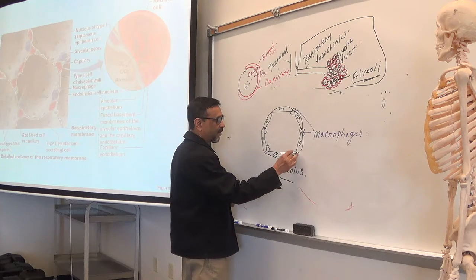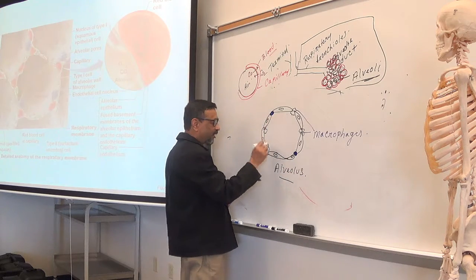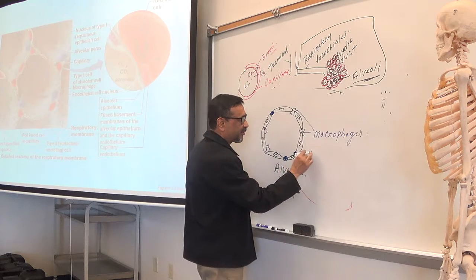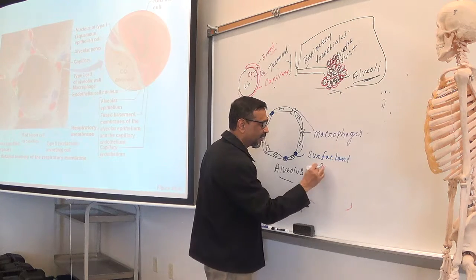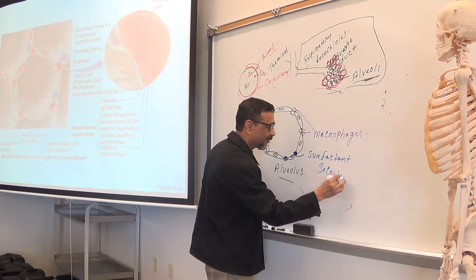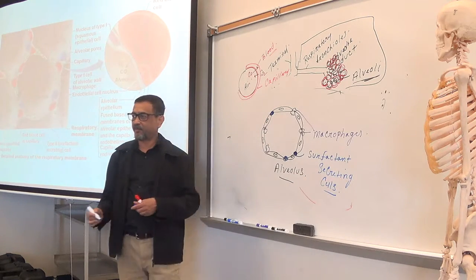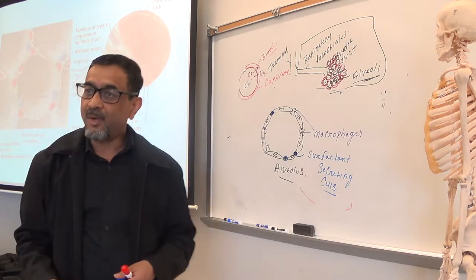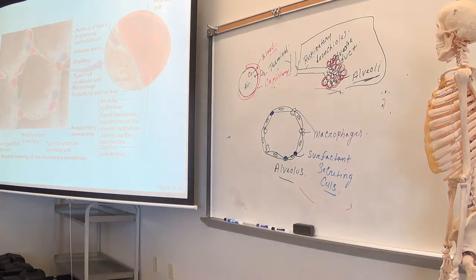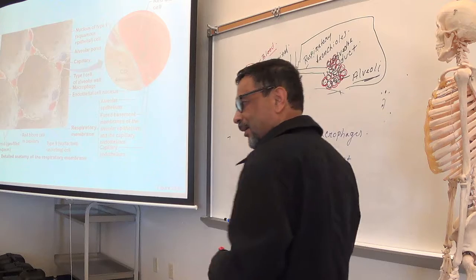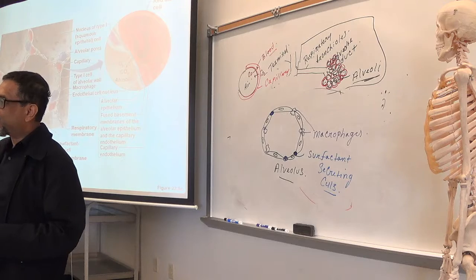These cells are called type 2 cells, or another name is surfactant secreting cells. So in the wall of an alveolus, you have simple squamous epithelium that forms the thin wall, right? That helps in gas exchange. But you have two other types of cells.